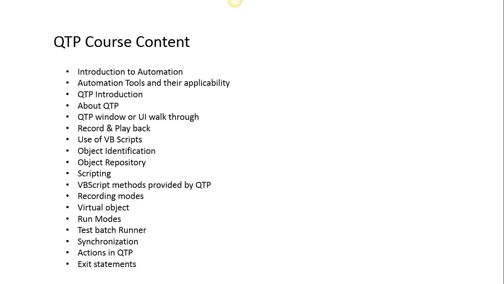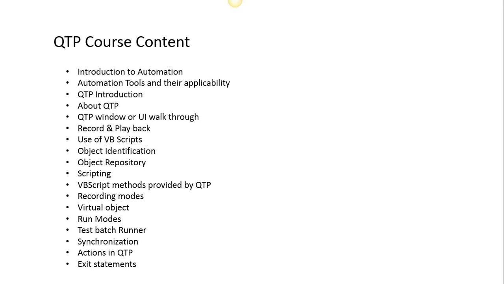Then we also have the concept of virtual objects. Virtual objects allow you to create your own object if you are unable to identify a particular element using any of the object identification mechanisms. So if there are any custom properties or custom objects which are not supported and you need something out of the box to work on it, then you can use virtual objects. Then we would see what the different types of run modes in QTP are, then executing in a batch using the test batch runner.